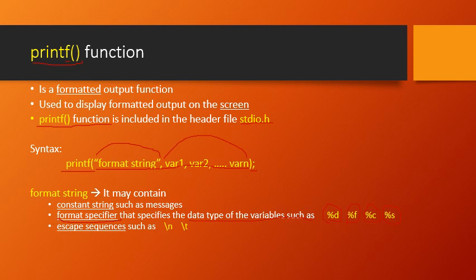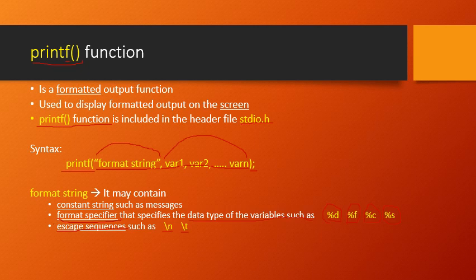Thirdly, it can also contain something called the escape sequence. Now here, escape sequence, just understand that, as I said earlier, there are two different types of slashes on the keyboard. One is forward slash, the other is backward slash. So here we are using backward slash and n, and the other is backward slash t. These two we call escape sequences. We will learn this escape sequence later.